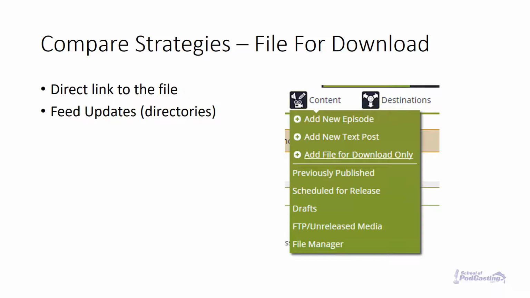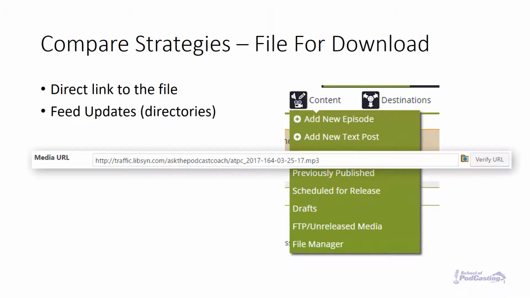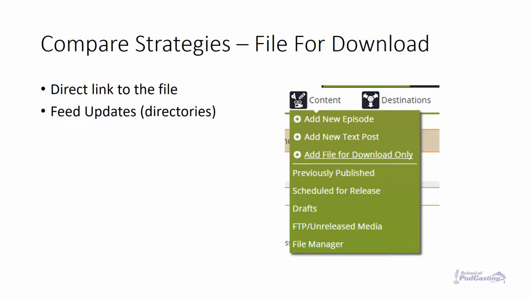And so you would upload your file. They would do it in this strategy as a file for download only. You would copy that link and you would put it into WordPress, or PowerPress in this case, which would then update FeedBurner, which would then update iTunes. So yes, because you're copying and pasting this file for download direct link, your feed does update. So that's what you get. You get a direct link and your feeds update because you manually copy and paste that in there.